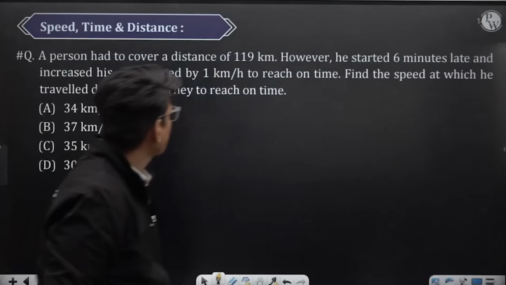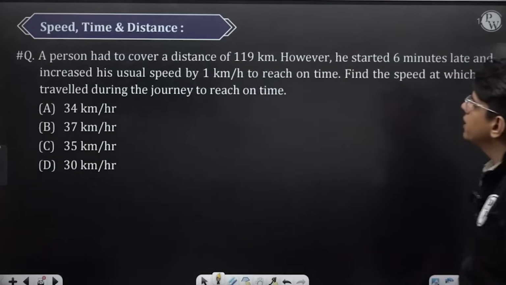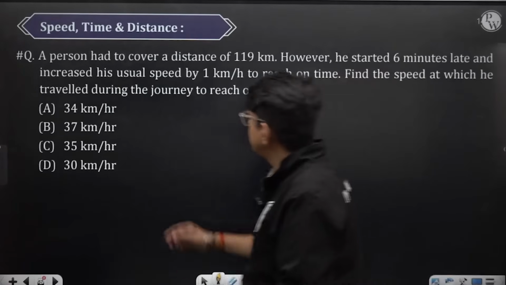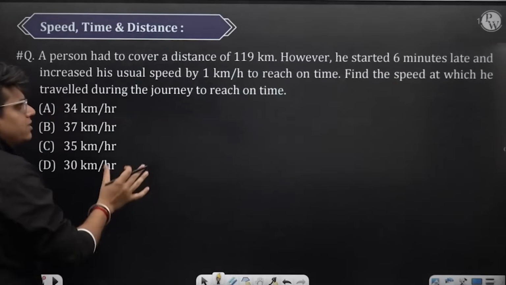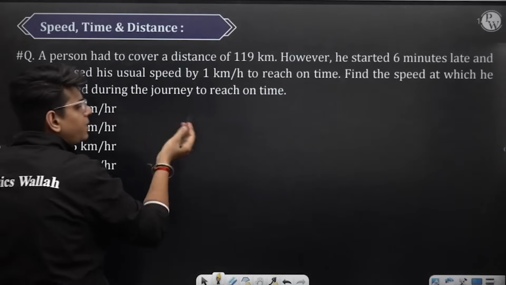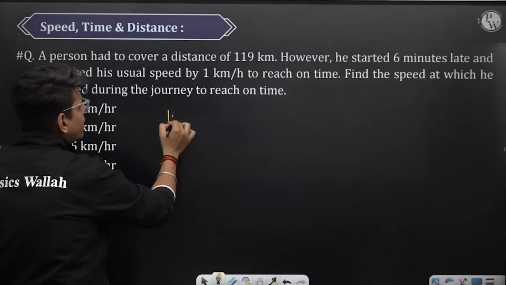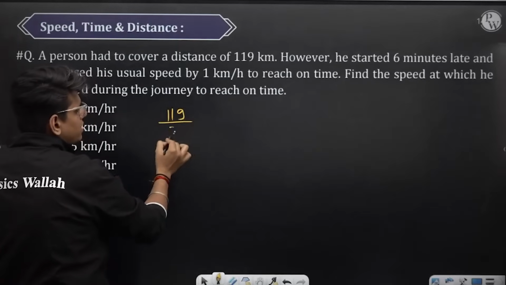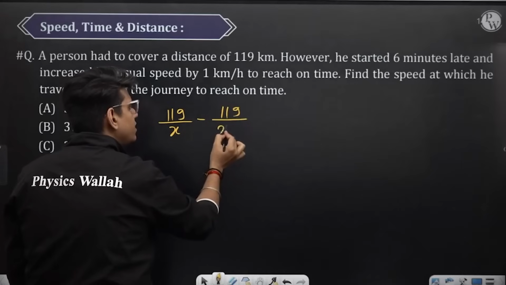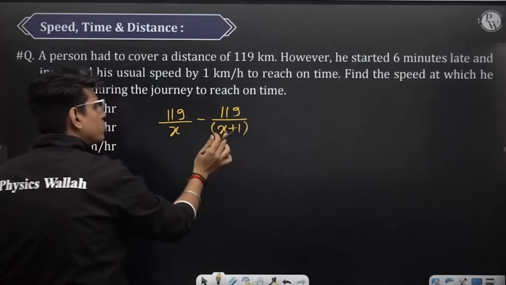Next. A person had to cover a distance of 119 kilometers. However, he started 6 minutes late and increased the speed by 1 kilometer per hour to reach on time. So basically, the difference between the times is 6 minutes. Initially, the time would have been 119 by x, supposing the speed was x. If you increase the speed by 1, 119 by x plus 1 is the new time.